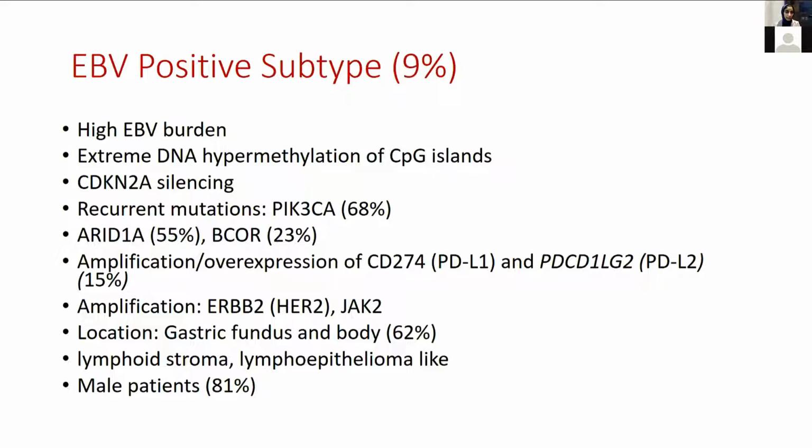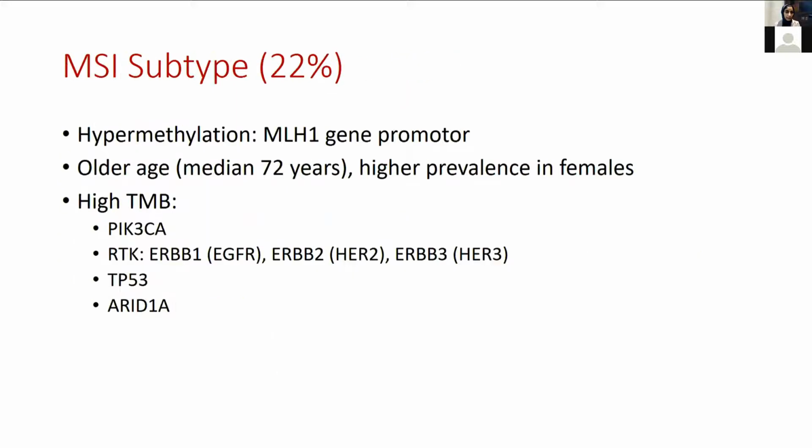As you have seen in the previous slides, it was associated with low TMB, which you might infer means it's not a good predictor for immunotherapy, but this amplification probably qualifies it for immunotherapy. It is also associated with amplification in HER2 and JAK2. Location-wise, it's mostly associated with gastric fundus and body tumors, and histologically associated with lymphoid stroma and lymphoepithelioma-like stroma. Most common patients are male patients in this category.